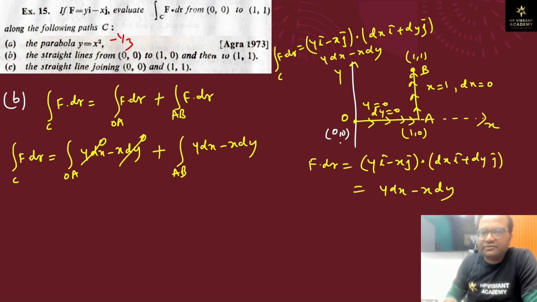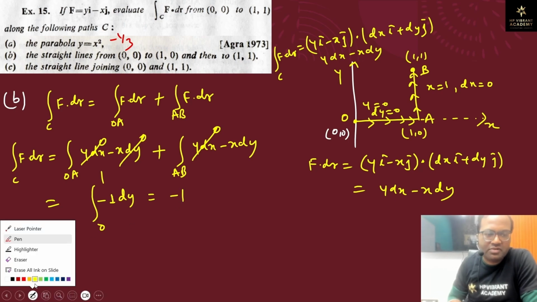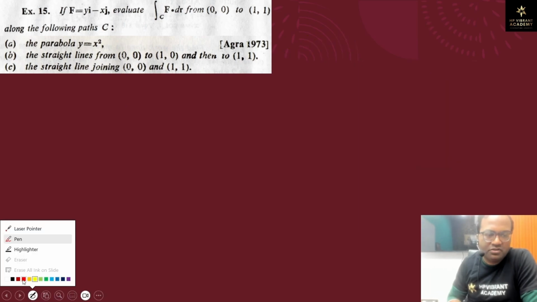So now we have along AB. Along AB we have x is equal to 1, so dx is equal to 0. So this gets vanished. And we have x is equal to 1 and y varies from 0 to 1. So this is minus 1 dy, and y varies from 0 to 1. So this is equal to minus 1. So in the second case the value is minus 1. Okay, so in the first case it is minus 1 by 3 and in the second case it is minus 1.